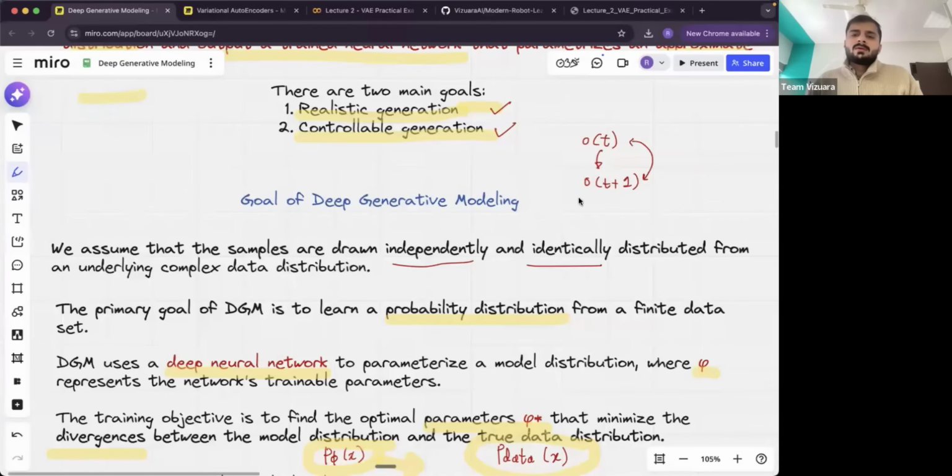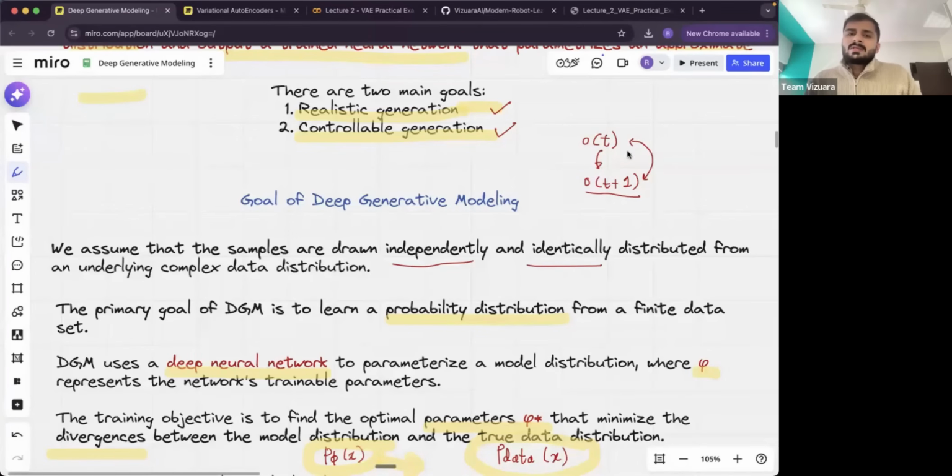What does your intuition tell you? Do you think the samples are independent or dependent on each other? So many of you are saying that they are dependent on each other, and in fact, that's true. What you see at time t plus 1 is heavily dependent on what you see at time t, which means that they are not independent of each other.